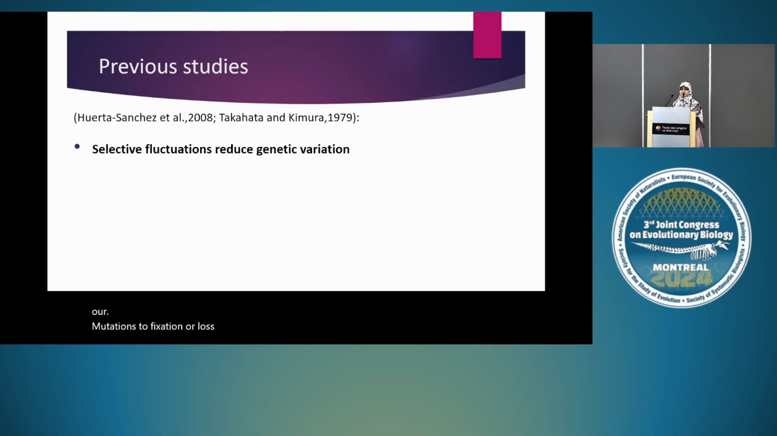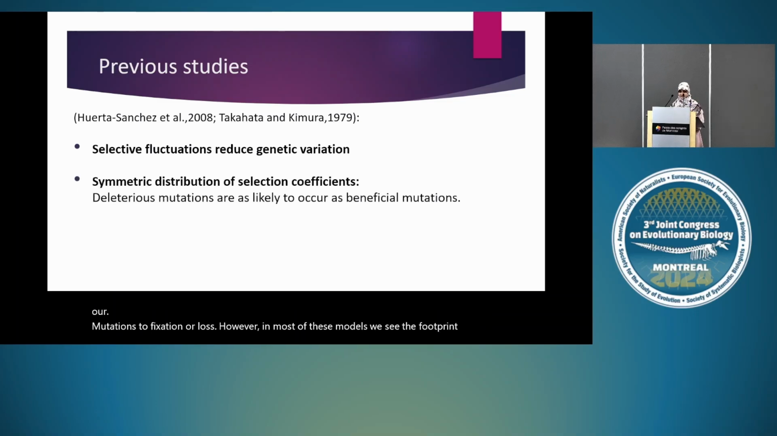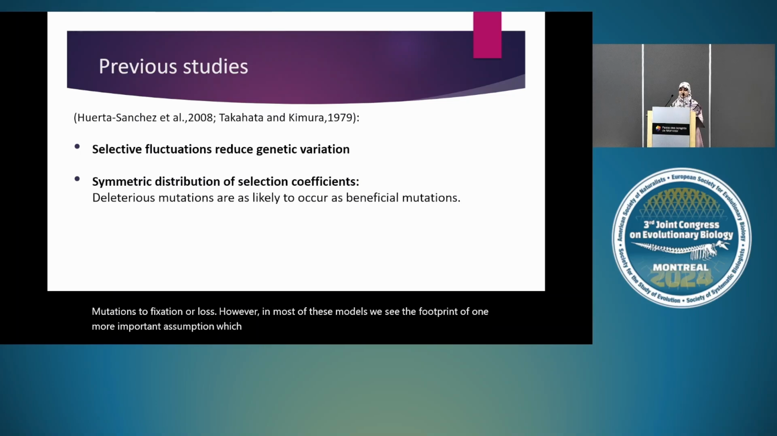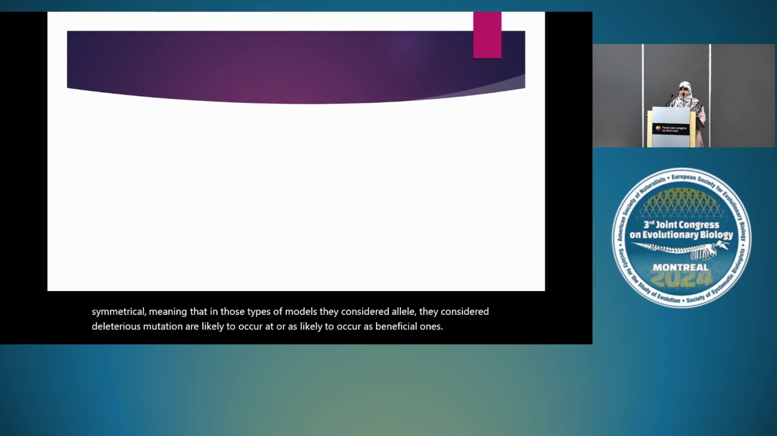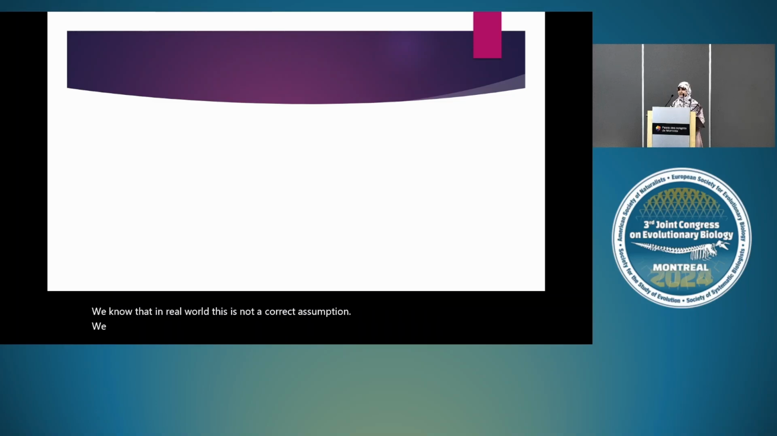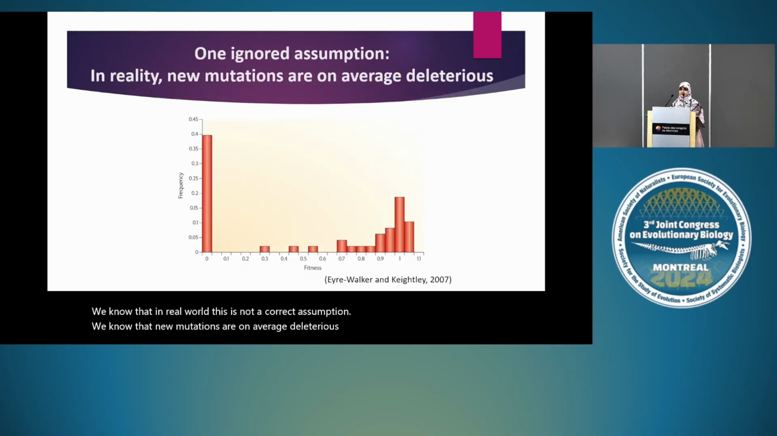However, in most of these models, we see the footprint of one more important assumption, which is that the distribution of selection coefficients is symmetrical, meaning that those models considered deleterious mutations to be as likely to occur as beneficial ones. We know that in the real world, this is not a correct assumption. We know that new mutations are on average deleterious, because the distribution of fitness effects has a shift toward negative, toward deleterious mutations.